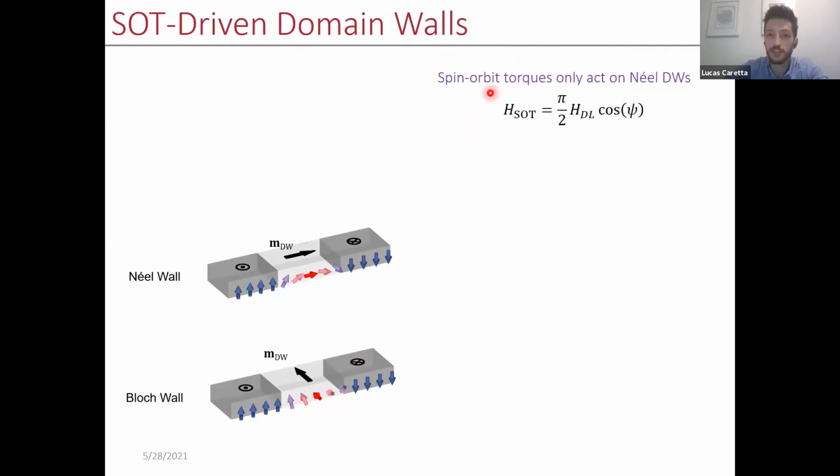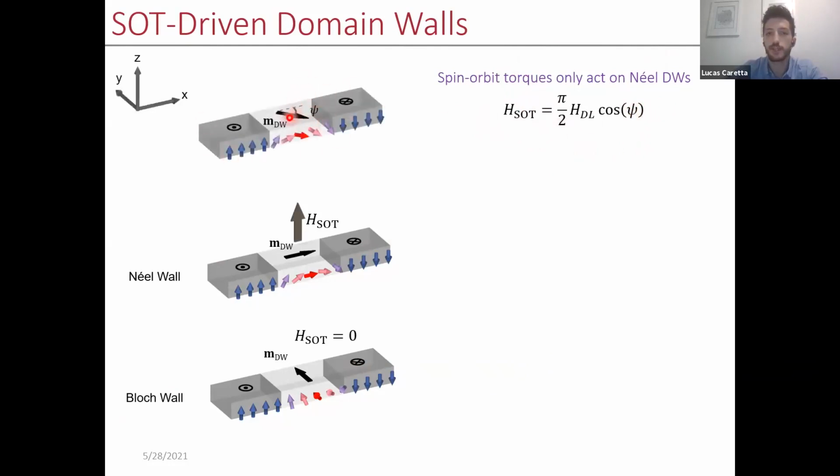So the strength of that torque, or the effective field created by this sort of torque, is proportional to really the angle between that domain wall moment and the domain wall normal. That's what we call this angle psi here. And so block domain walls actually don't feel the torque at all from a material like platinum, whereas Néel domain walls will feel the full brunt of the torque. So the strength of this torque is really proportional to the domain wall angle and this term here, which is actually proportional to the current. So you have a current term as well as a domain wall angle term.